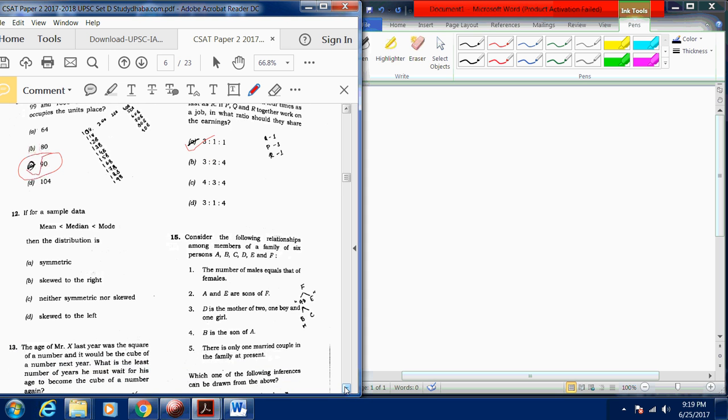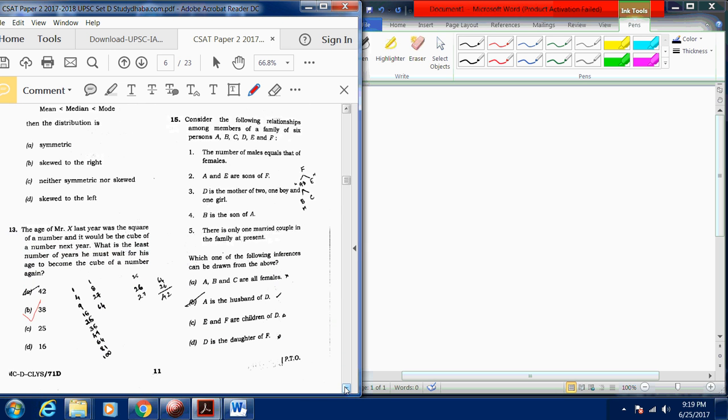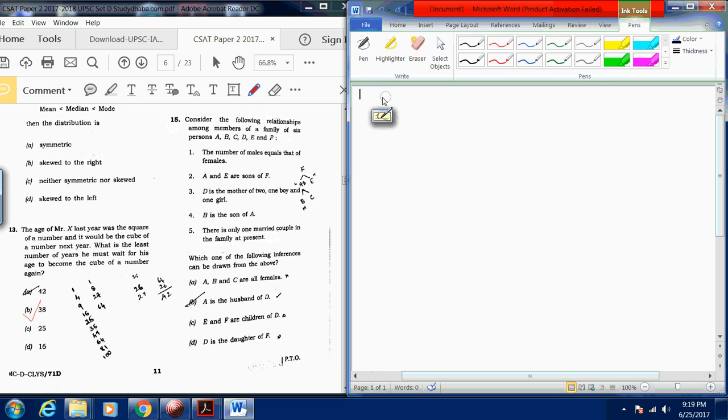So now moving on to the next question. Say question number 15. So we are given the following relationship among the members of the family of 6 persons. So firstly there are 6 persons. So let's say A, B, C, D, E, F. 6 persons. The number of males is equal to that of the number of females.